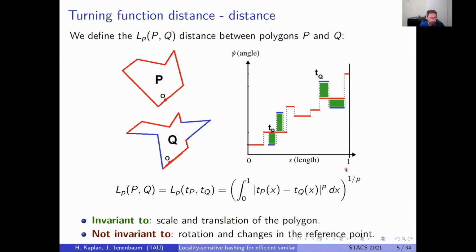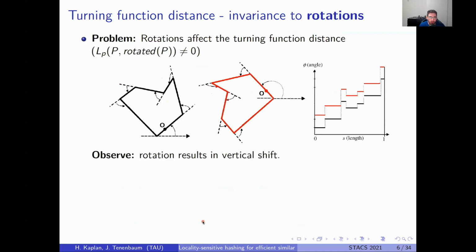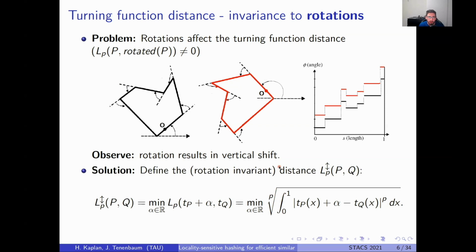It is easy to see that this distance definition is invariant to scale and translation of the polygon. However, it's not invariant to rotation and changes of the reference point O. We therefore change the definition of the turning function distance to be invariant to these two. First, we consider two different rotations of the same polygon P, and notice that effectively rotating a polygon P and selecting the same reference point results with a direct increase of the rotation angle to the turning function. Hence, to eliminate the dependence of the turning function distance on rotations, we can simply take the minimum over all rotations of the polygon.